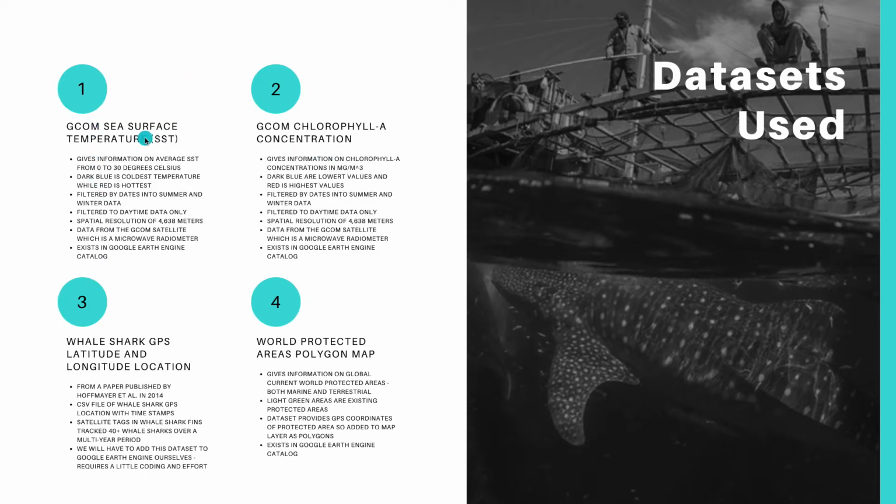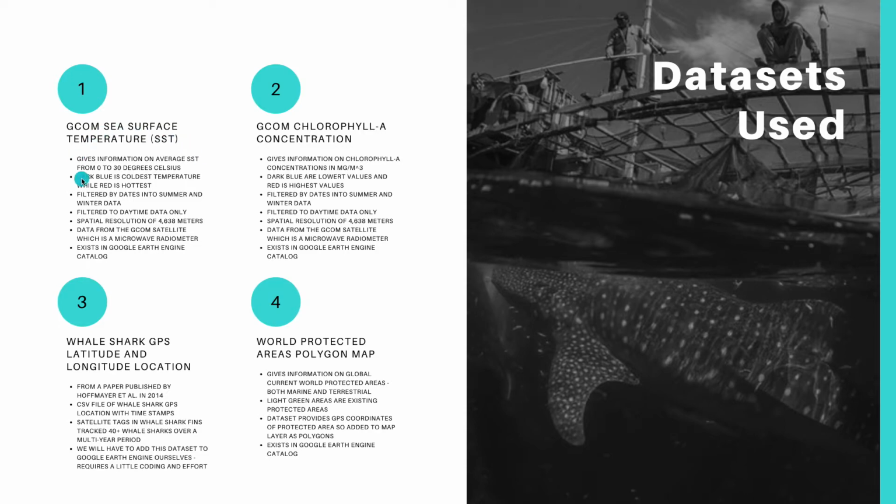But both of these, I said already, come from a GCOM mission satellite, which is a microwave satellite, a microwave radiometer. It has a spatial resolution of roughly 4,000 meters, which is pretty fine scale in terms of global use. I actually was looking at other data sets from MODIS and NOAA, other satellites, but they had a much broader spatial resolution, which is why I decided to go to this.